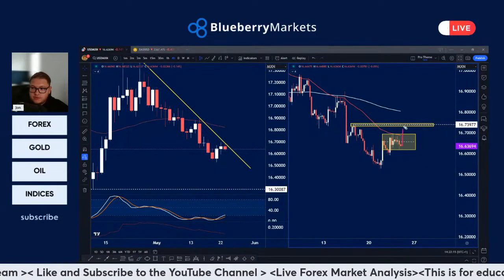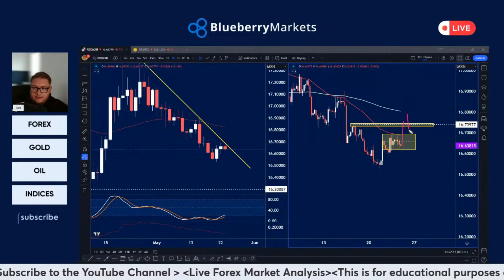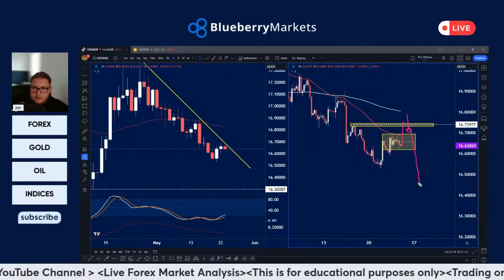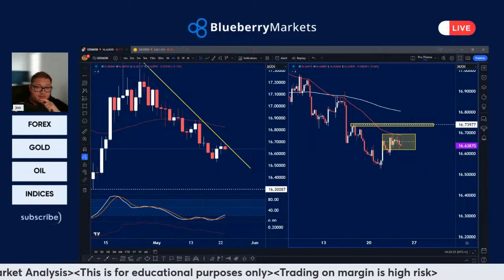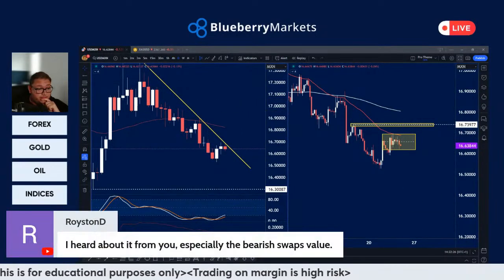So maybe news comes out, we might get a spike. If we close below, then maybe that could be a catalyst as well. So maybe that's something to consider there. But I haven't traded this for a while, Royston, to be fair.